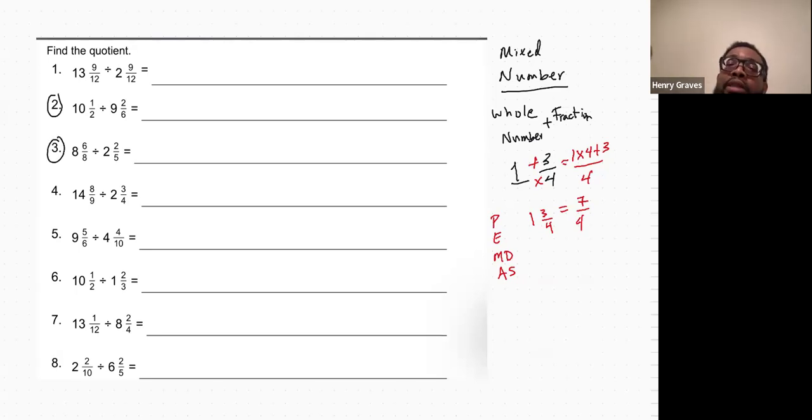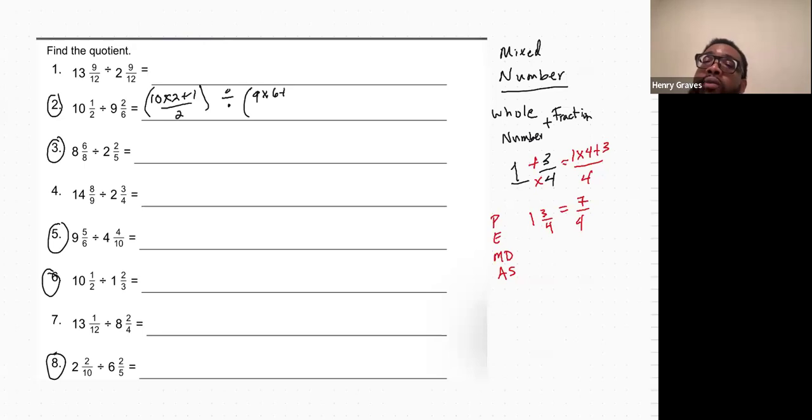Okay, so the first thing I'm going to do is convert 10 1/2 to an improper fraction using Texas. So I'm going to end up doing 10 times 2 plus 1 over 2, right? Divided by 9 times 6 plus 2 over 6. See, I kept the denominators the same. So when I do that, 10 times 2 plus 1 is going to be 21 over 2, divided by 9 times 6 is 54, that'd be 56 over 6.